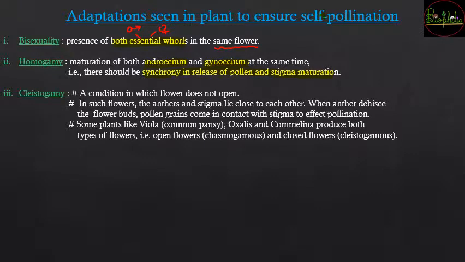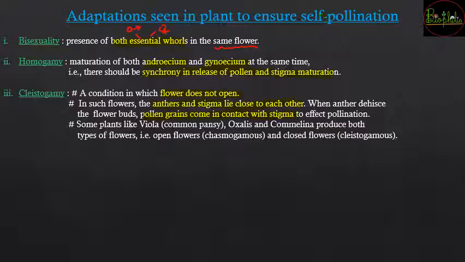Third is cleistogamy. Cleistogamy is a condition wherein the flower doesn't open, so it always remains in its bud state. Since it remains in bud state, the anthers and the stigma lie very close to each other. When they lie very close to each other, the pollen grains come in contact with the stigma, and this contact ensures self-pollination.